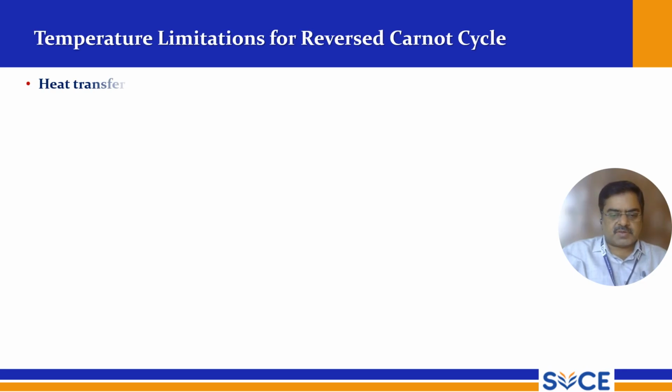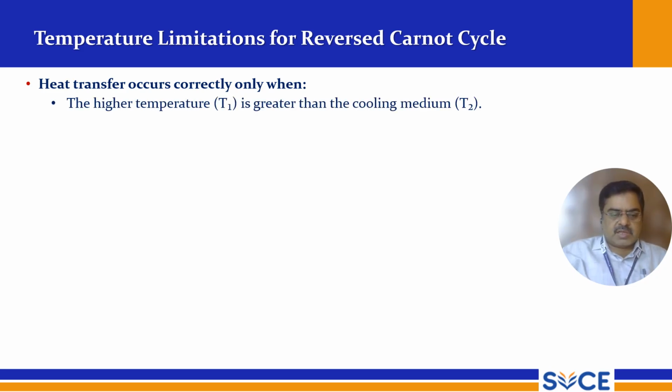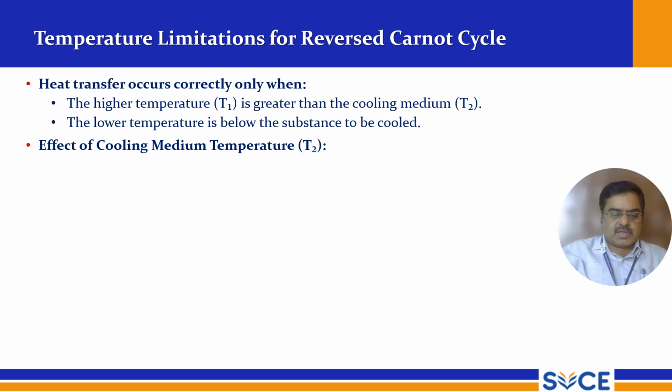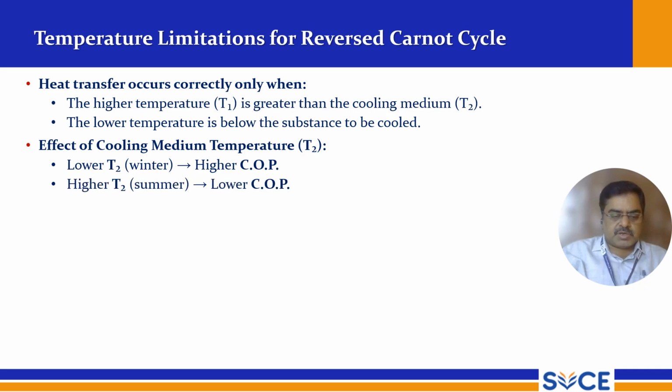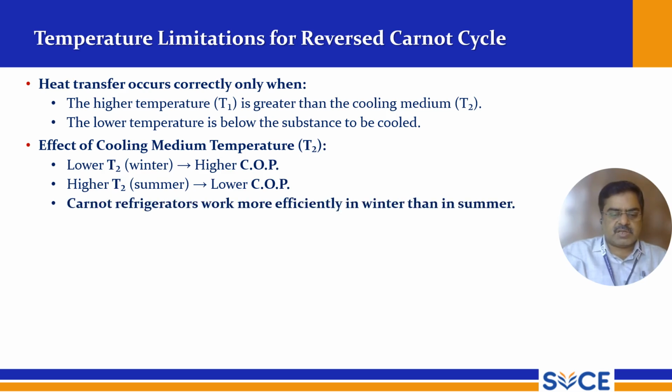Temperature limitations for the reversed Carnot cycle. Heat transfer occurs correctly only when the higher temperature is greater than the cooling temperature T2, and the lower temperature is below that of the substance to be cooled. Effect of cooling medium, that is T2: when T2 is lower, there will be higher COP; when T2 is higher, lower COP. In terms of summer and winter, Carnot refrigerators work more efficiently in winter than in summer.